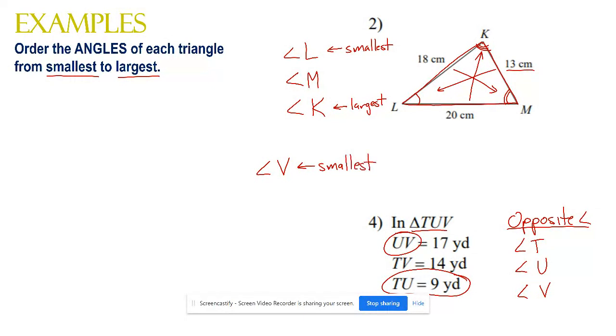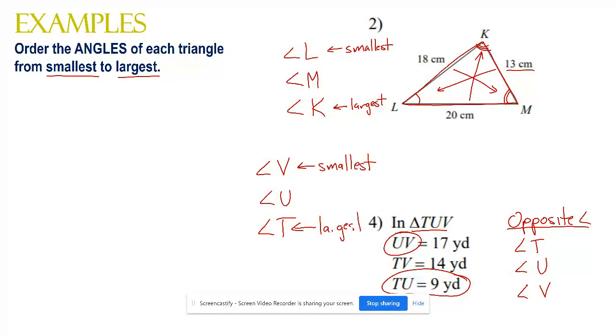The middle side in terms of length is TV. It's 14 yards. The opposite angle from that is angle U. So that's going to be the middle angle. Our largest angle is going to be opposite UV, which is the largest side. And that's going to be angle T. So angle T is the largest.